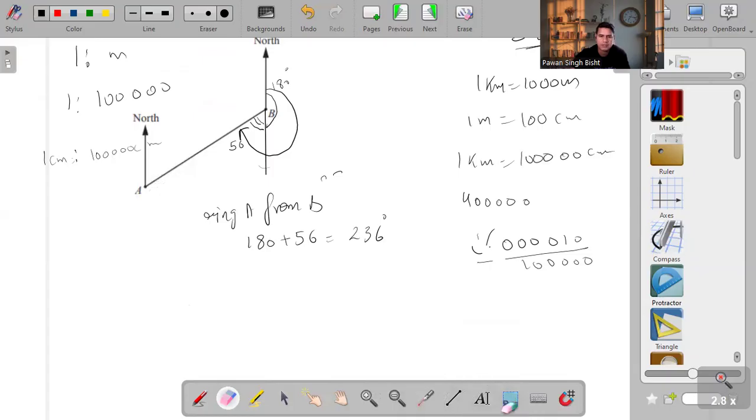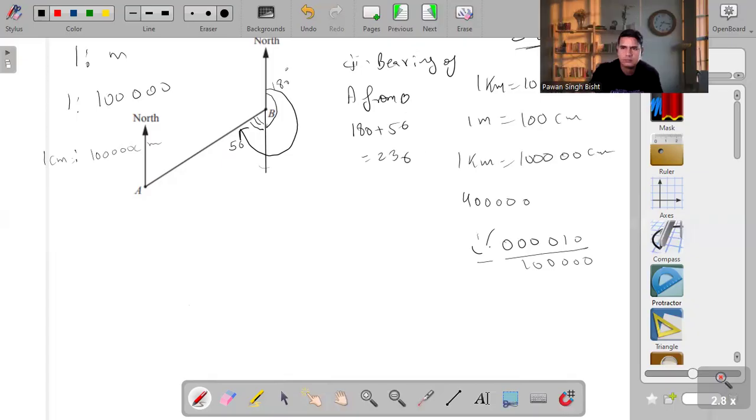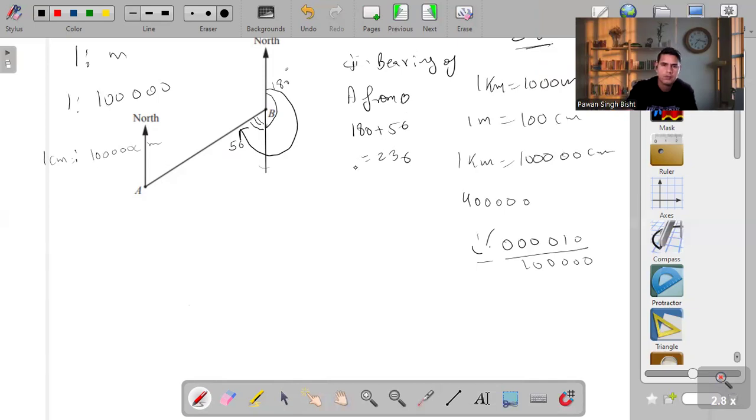So bearing of A from B is 236. Sorry, I write it somewhere else because I need the space here. Okay, so I write it here for the second part. Bearing of A from B is equal to 180 plus 56, that is 236. Okay, 180 plus 56 is 236. This is the bearing of A from B.